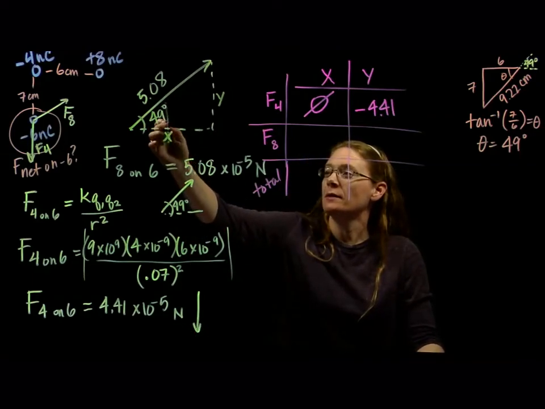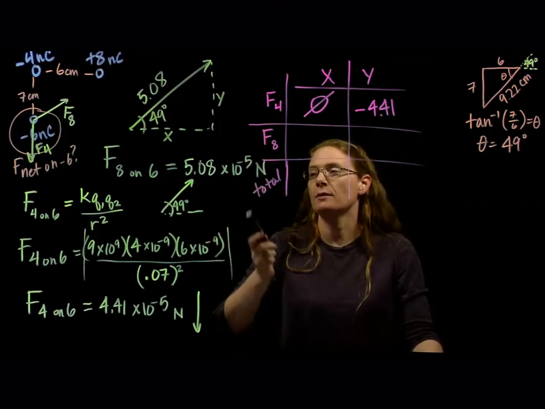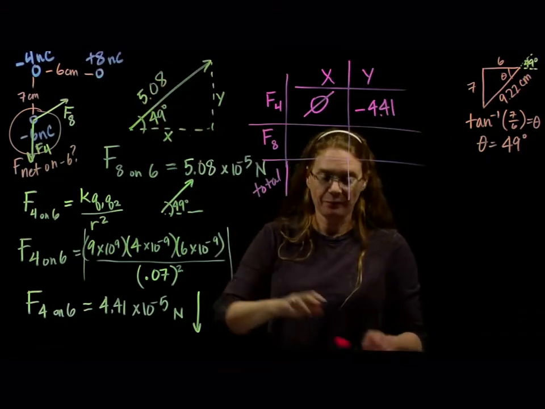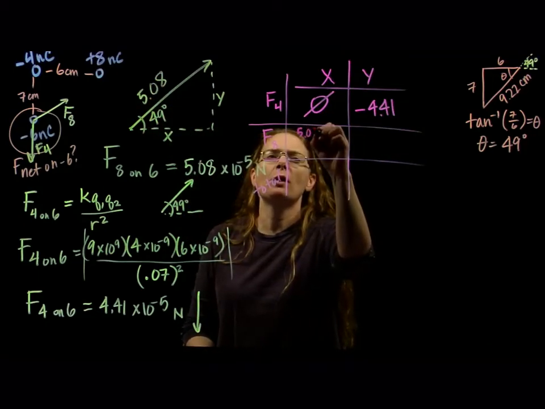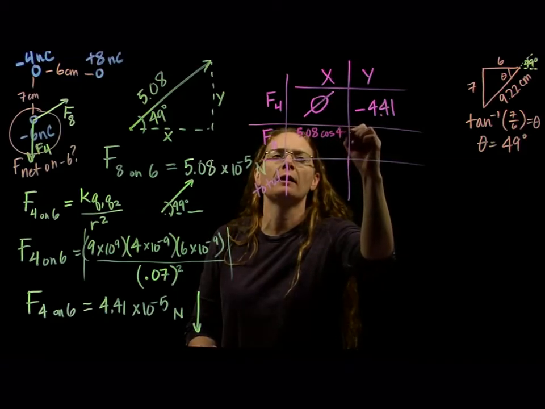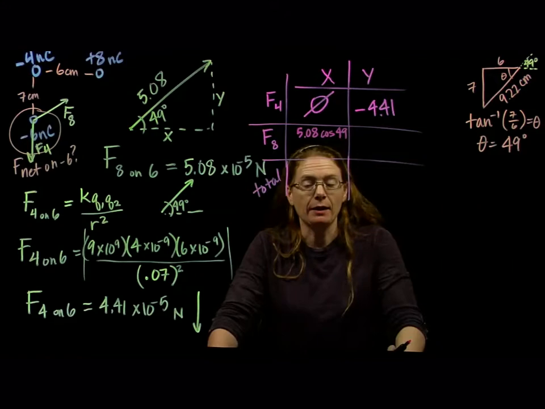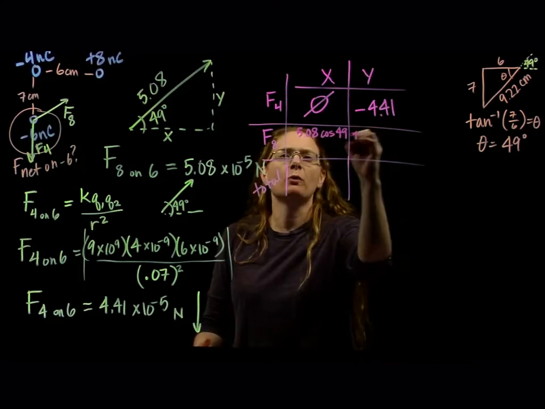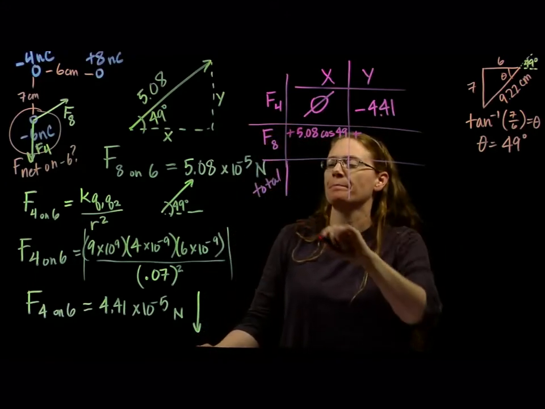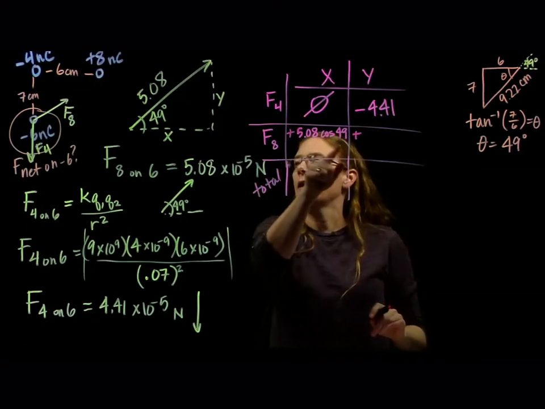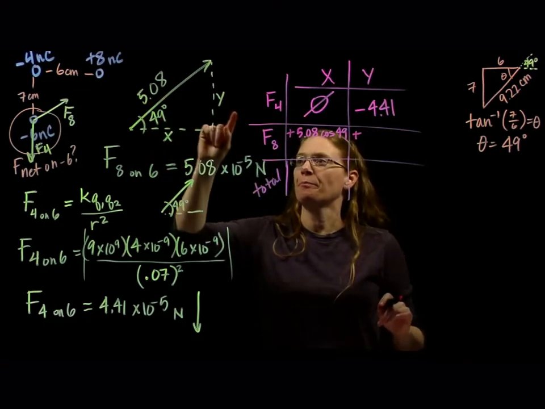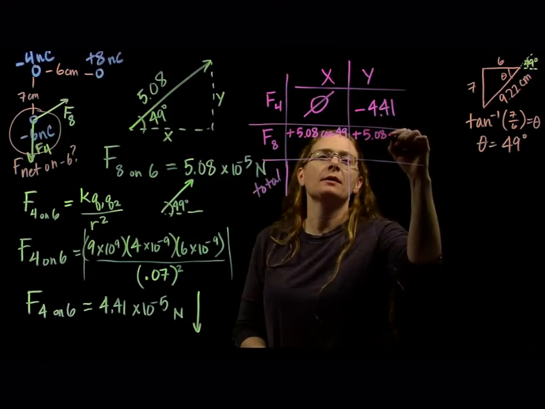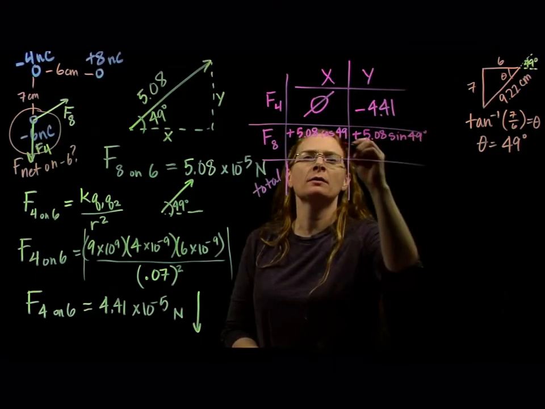This is the horizontal piece, it's adjacent to the angle. Adjacent tells me it is the cosine component. So the x component of this vector is going to be 5.08 times the cosine of 49. And now I have to stop and say, is it positive or negative? Well, we're going up and to the right. Up means a positive y, to the right means a positive x. So this is going to be what I end up with for my horizontal component of this vector. Y component is opposite, so that is going to be 5.08 times the sine of 49 degrees.